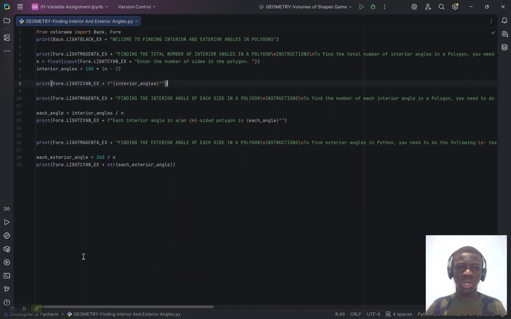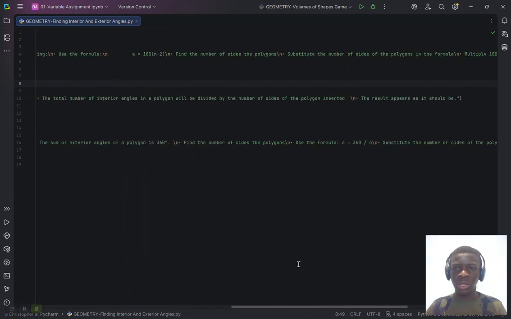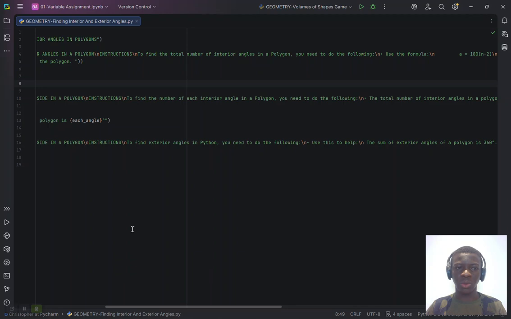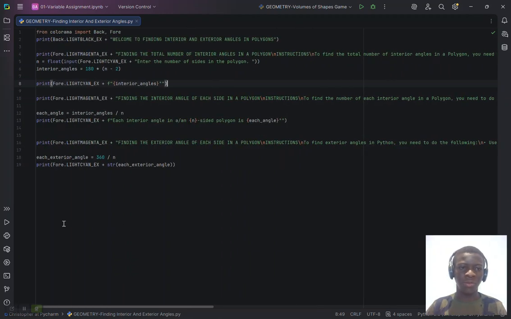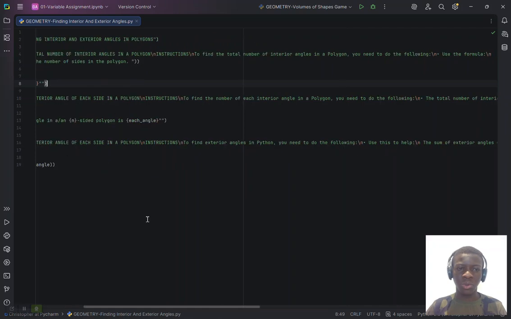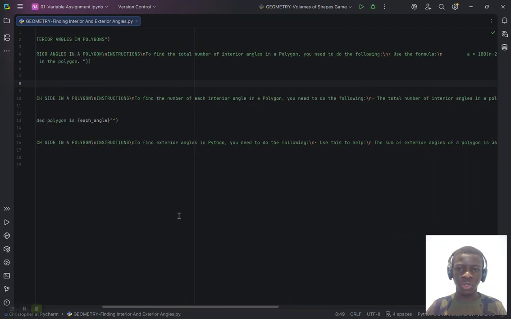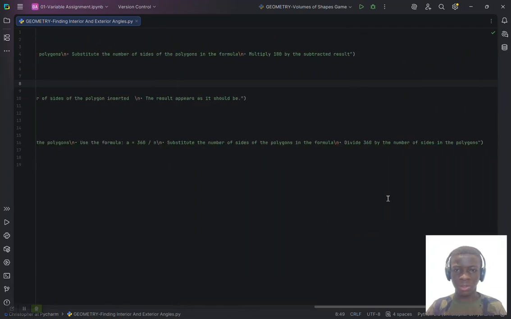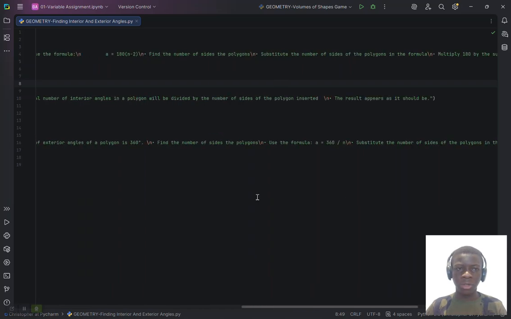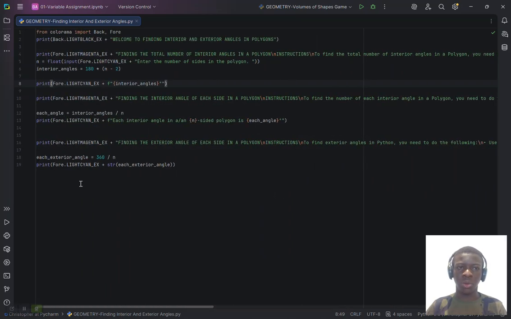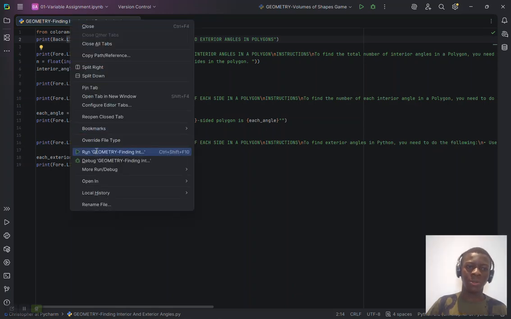So in order to do this, the interior angles divided by n is the formula. Then to find the exterior angles, you need to do 360 divided by n. Simple. So I'll show you the steps right now. But when running this, you might see a different color. That is why it's there. Colorama is something we've treated. If you haven't seen it, go back to it.